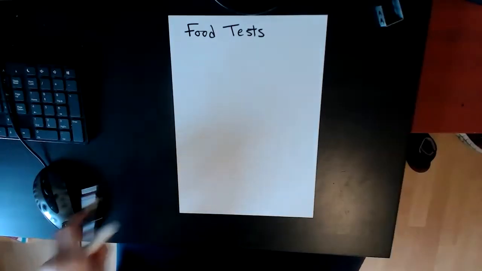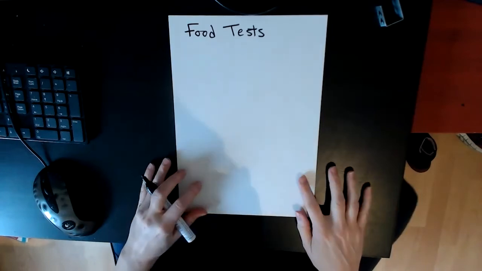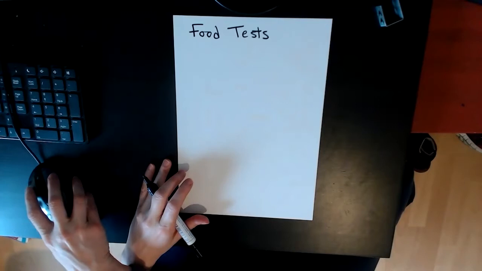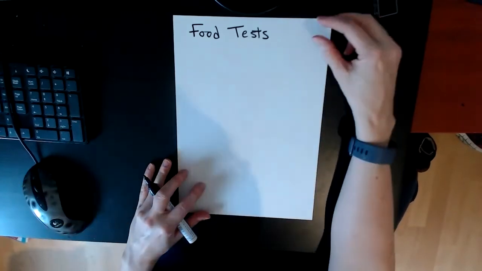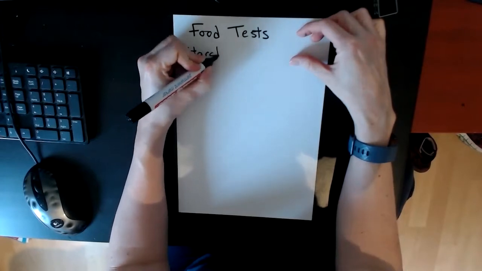So we are going to talk about the 4 food tests that you need to be familiar with. This is from chapter 4, the digestion chapter. Okay. And the first one is probably the most straightforward. That is the test for starch. Okay. Most of you seemed familiar with this.